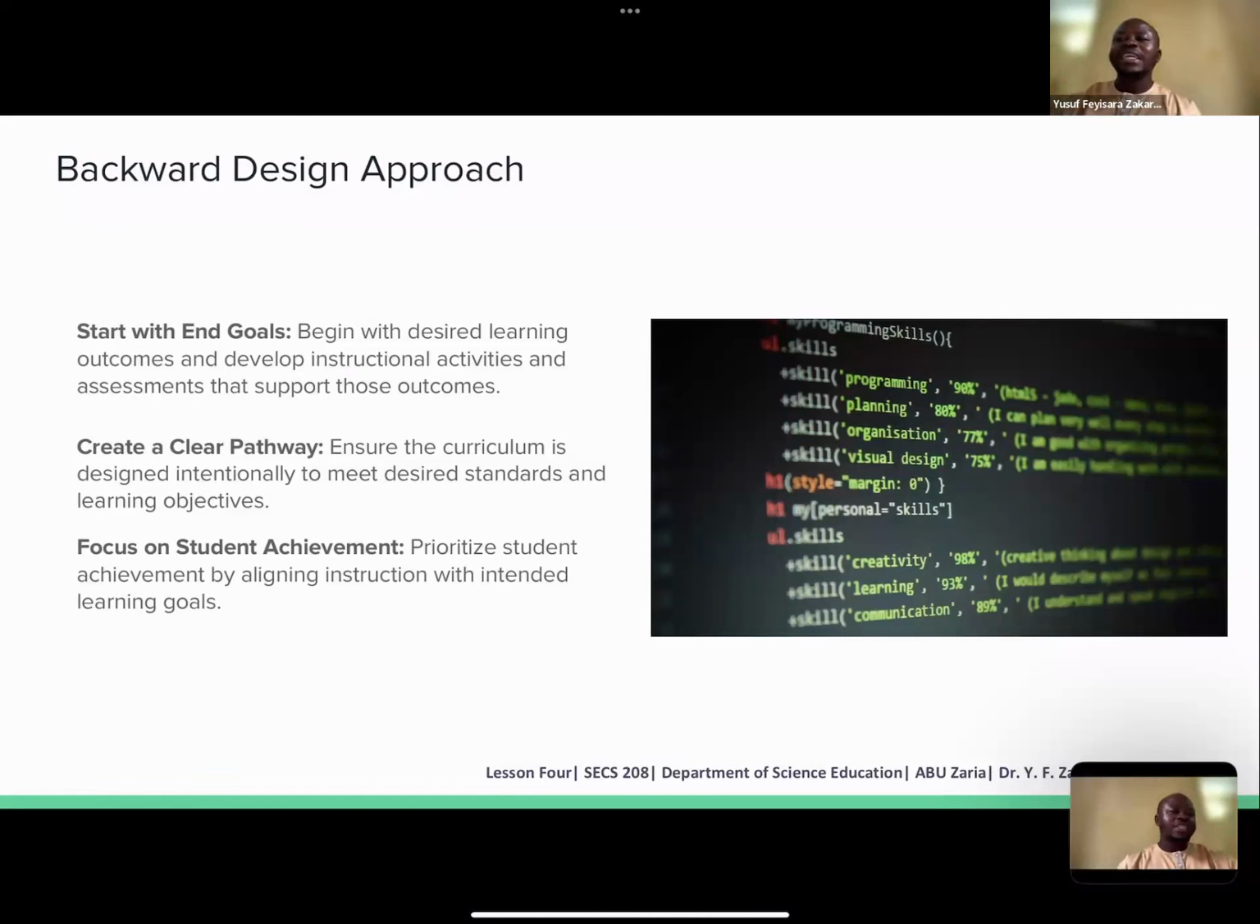They now look for content that fits into the learning outcomes. After that, you ensure that you prioritize student achievement by making sure that your assessment tasks are actually in line with the learning outcomes and the teaching and learning activities. This is what we call backward design. This is a strategy through which you can make sure you develop an aligned curriculum.